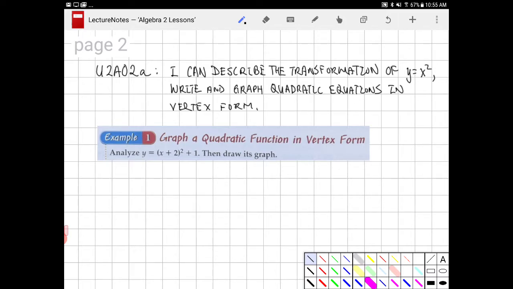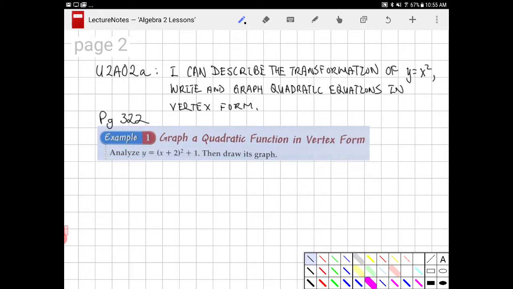Example 1. This is taken out of the Algebra 2 textbook, from page 322 of our Algebra 2 text. What we're going to do for question 1 is analyze y equals (x plus 2) squared plus 1, and then draw its graph.